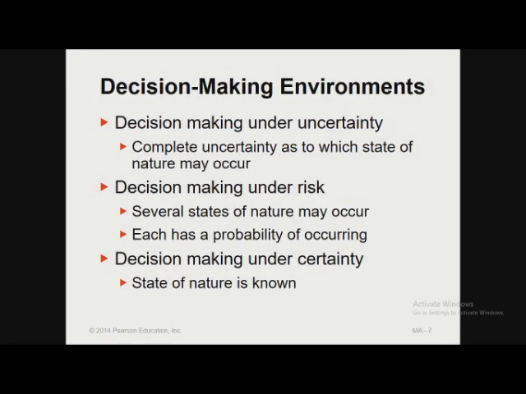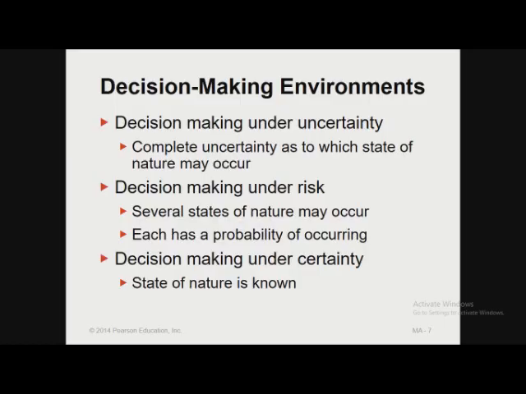Okay, so in the decision-making environments, naa tay tulo ka environment nga gina-consider. Okay, the first decision-making criteria to be used in the decision table is the decision-making under uncertainty. So in this environment, there is a complete uncertainty as to which state of nature may occur. So under this decision-making, it's up to the personality of the decision maker if he or she is a optimistic, pessimistic, or yung safe lang ang gusto niya na decision.